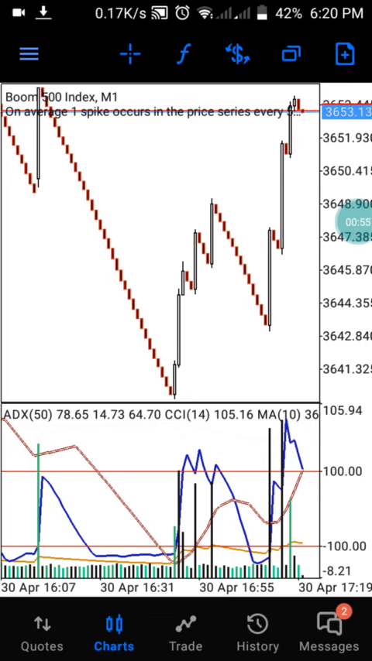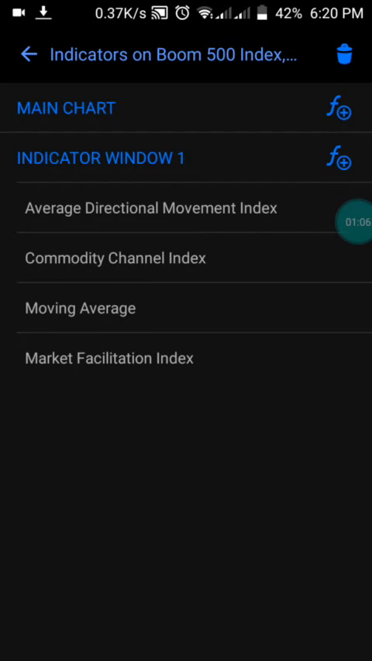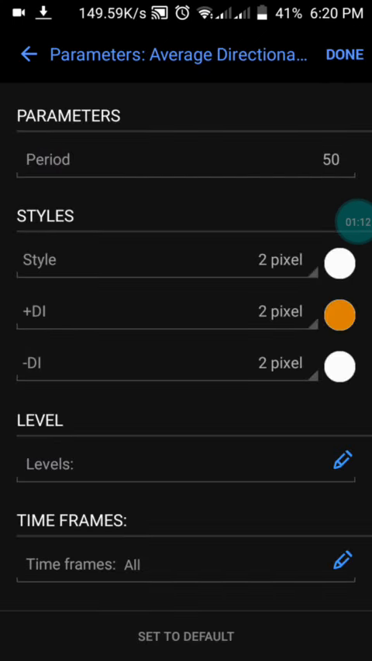So guys, I only want to show you the settings of this indicator so that you can also set it up on your phone in order to catch multiple spikes. I'm having my Average Directional Movement Index with these settings. You see the period is 50. For the style, the first and the last one are in white color, which is the background of your chart. If you are using a black background, you can set that to black. I'm only using the +DI here, which is the yellow color. You don't have to add any level.